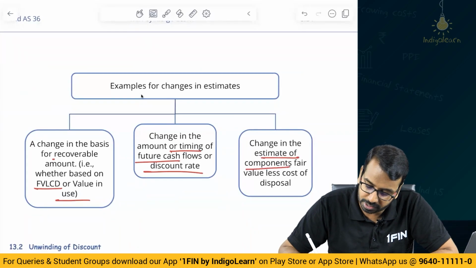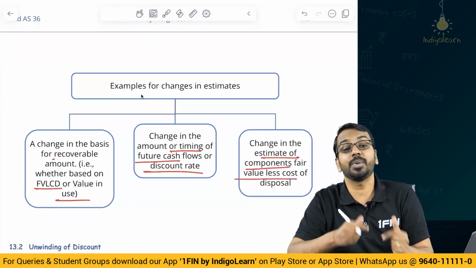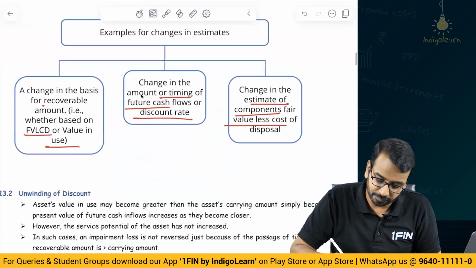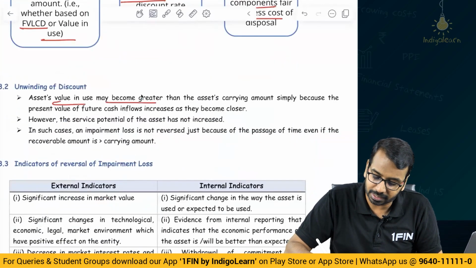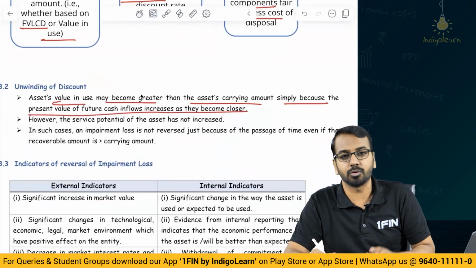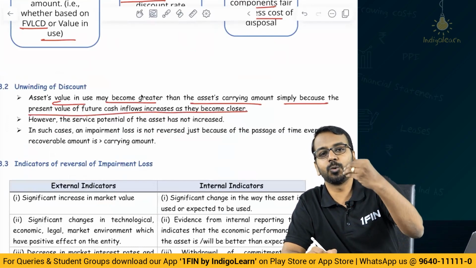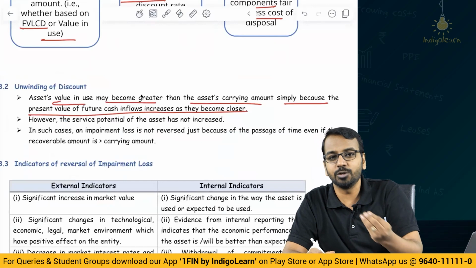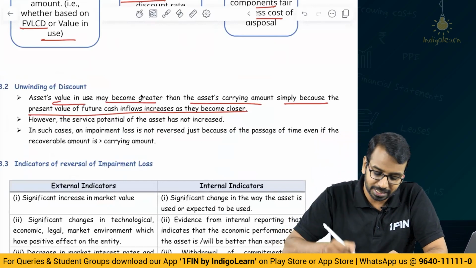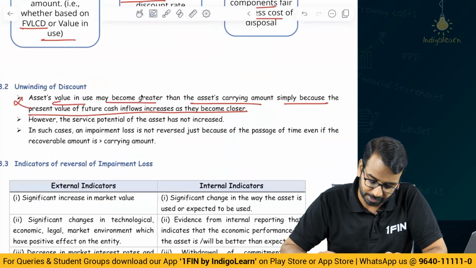Estimate of components of fair value has changed. If these estimates have changed, only then there can be a reversal. Sometimes the value in use may become greater than the carrying amount simply because the present value of future cash flow increases as they become closer. As and when you reach closer to the expiry, the value in use may increase because of unwinding of discount. Does that mean reversal of impairment? It does not mean reversal of impairment.